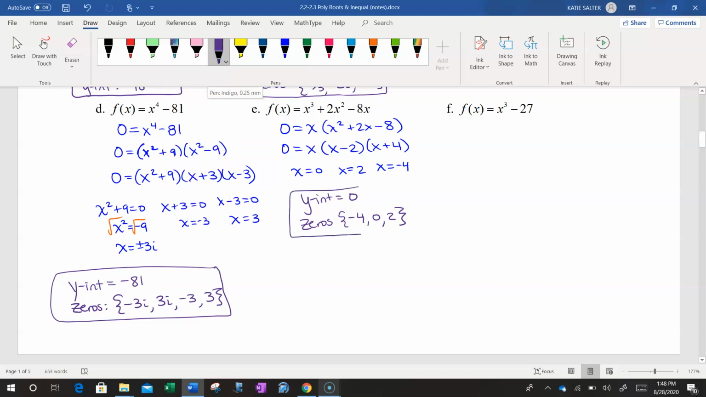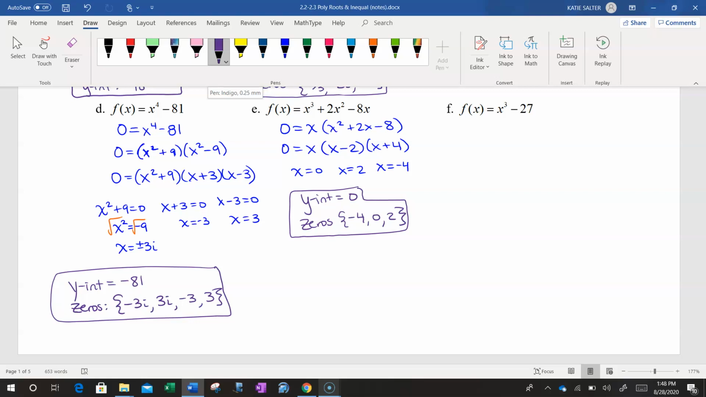So problem E is probably the easiest one we have. You've been doing ones like this since Math 1. It's got a greatest common factor, and when we factor out that x, we have a simple trinomial that factors to x minus 2 and x plus 4. So we set each factor equal to 0 and solve, and this one has 3 real zeros.